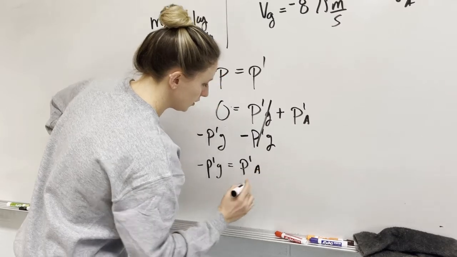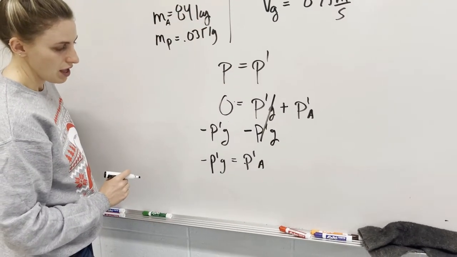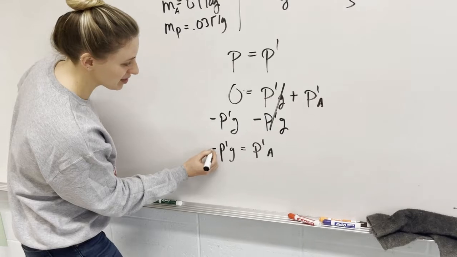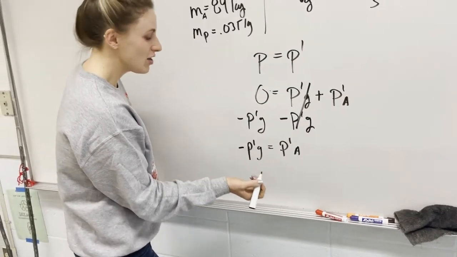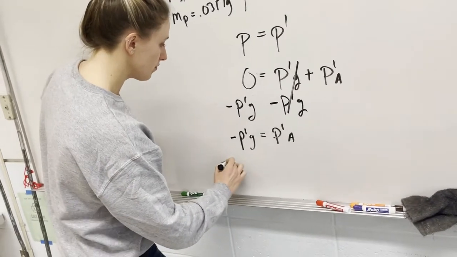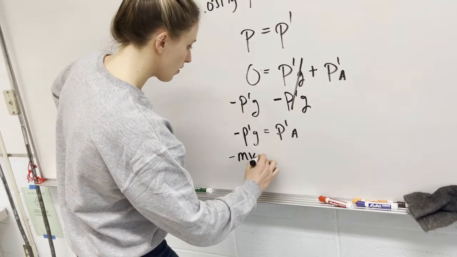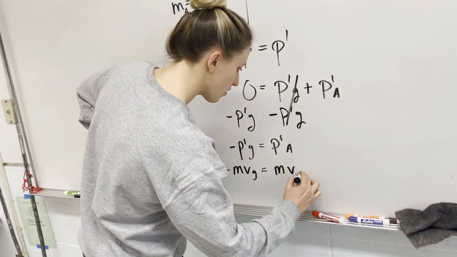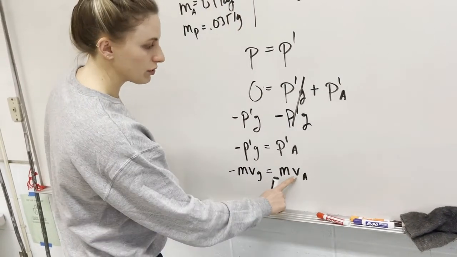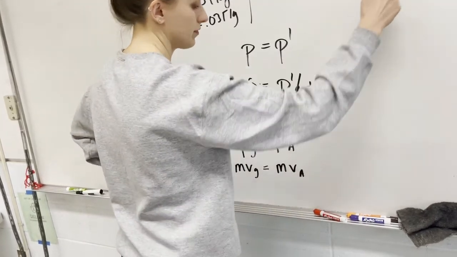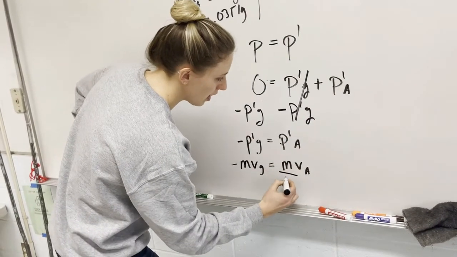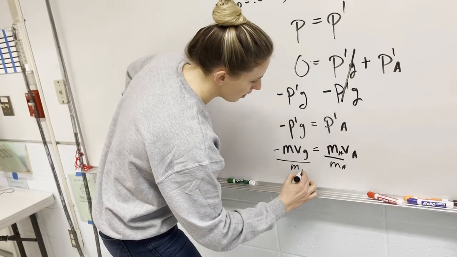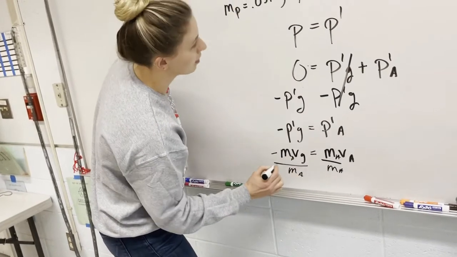Now this should look familiar, right? And this is what we were missing before. We were forgetting that negative sign. So now we've got the mass times velocity of the gas is equal to the mass times the velocity of the astronaut. What are we trying to find here? The velocity of the astronaut. So I'm just going to divide by the mass of the astronaut.